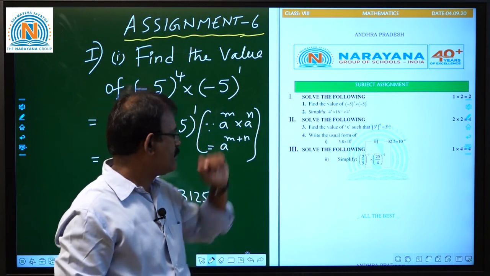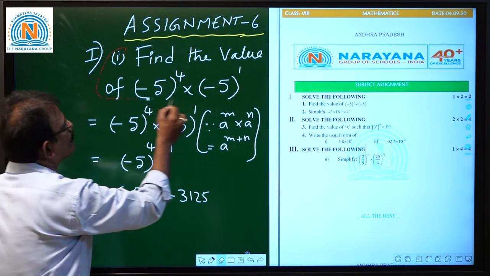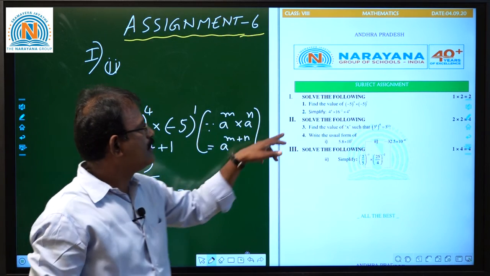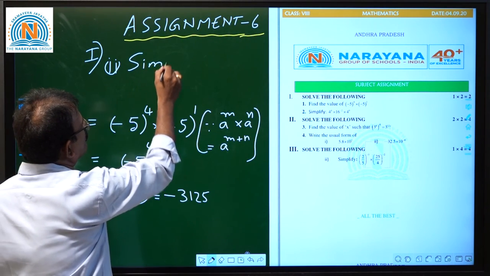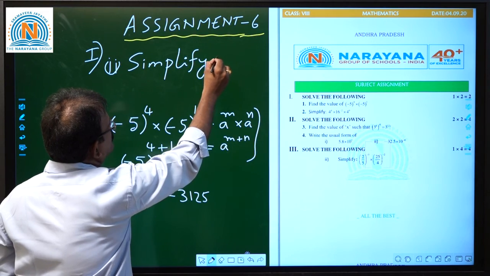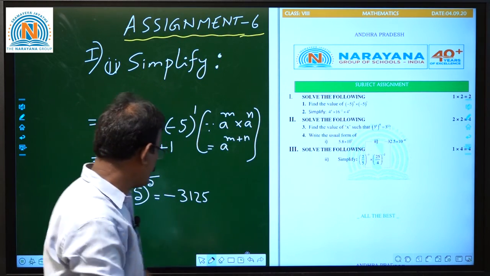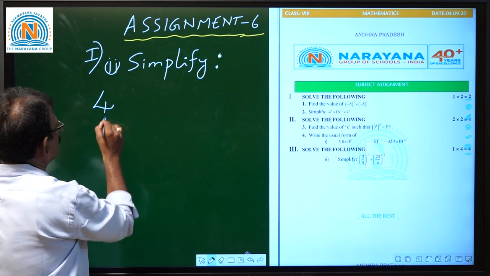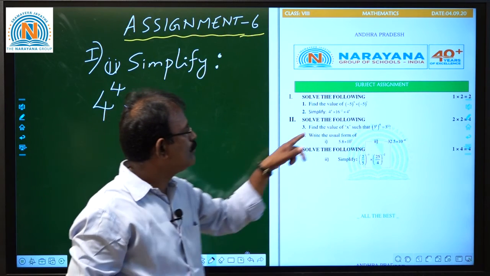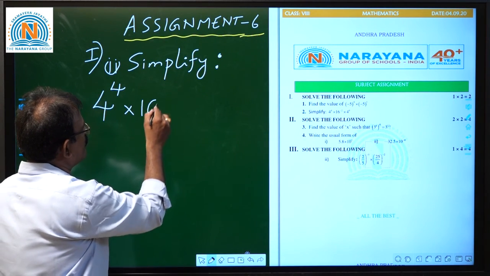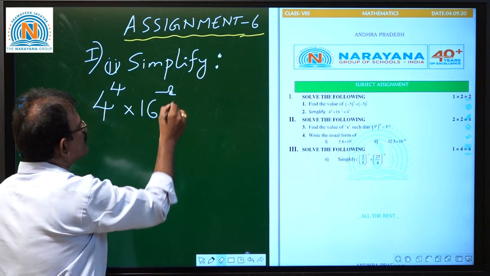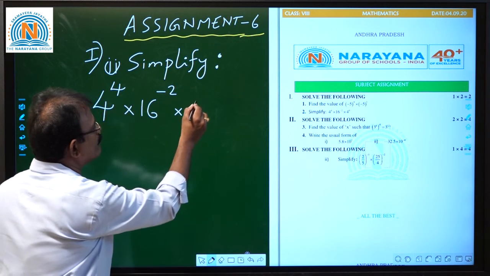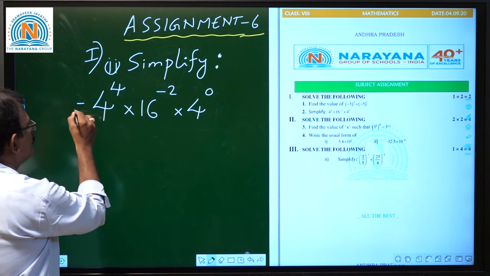So second one of the first Roman. Simplify 4^4 into 16^(-2) into 4^0.